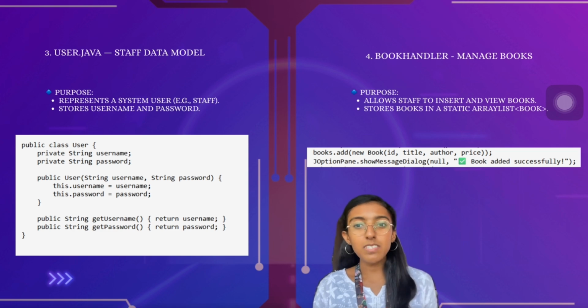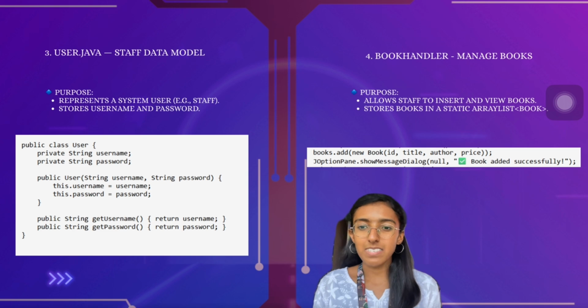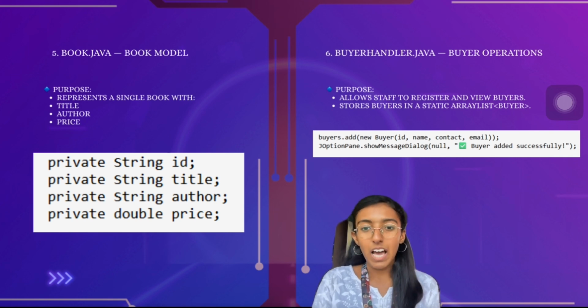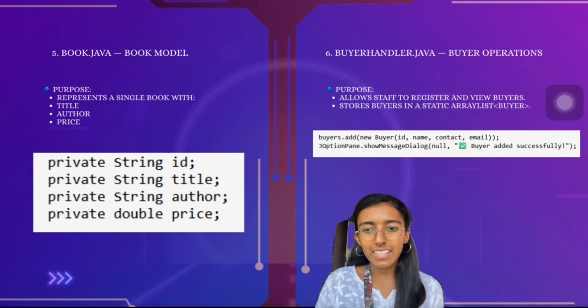The fourth one is BookHandler. It manages books, and its purpose is to allow staff to insert and view books. It also stores books in a static ArrayList. The fifth one is Book.java, which is the book model. The purpose is to represent a single book with title, author, and price.